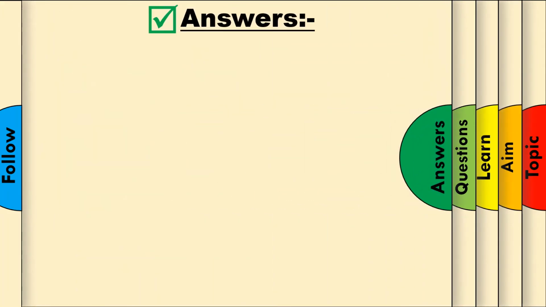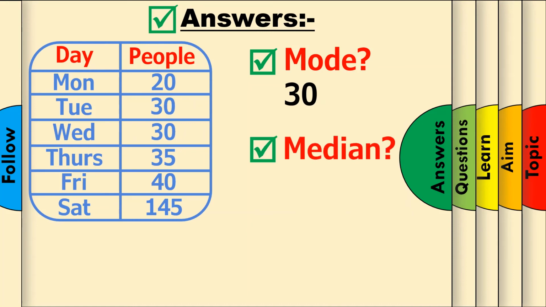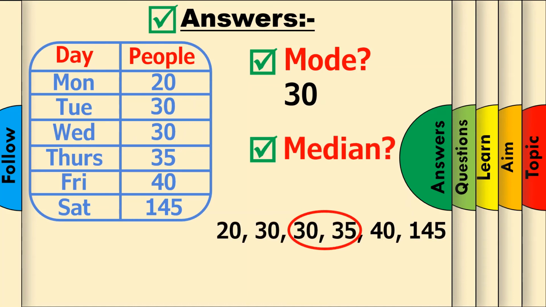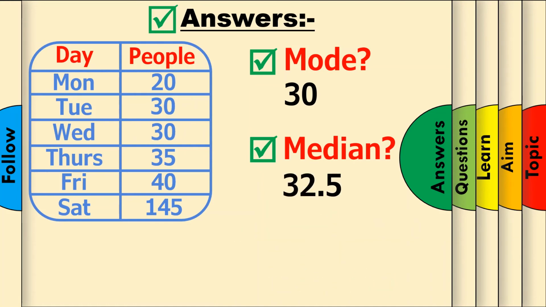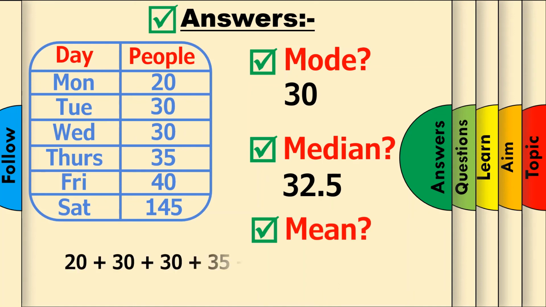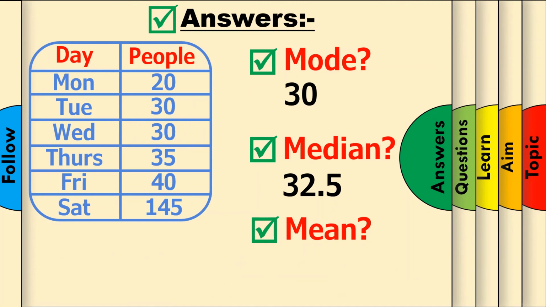The mode is just the value that appears the most often, which in this question is 30 people. For the median, arrange the values. Luckily, the values are already arranged for us, and find the middle. Here, there is no middle value, so add together the two middle values and halve it. This gives us 32.5 people. Now, find the mean, by adding all the numbers together and dividing this by the number of values. 300 divided by 6 equals 50, which is the mean.